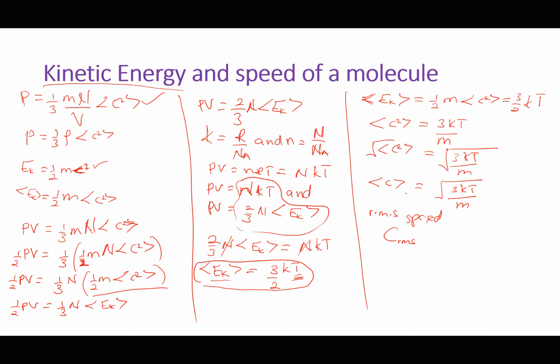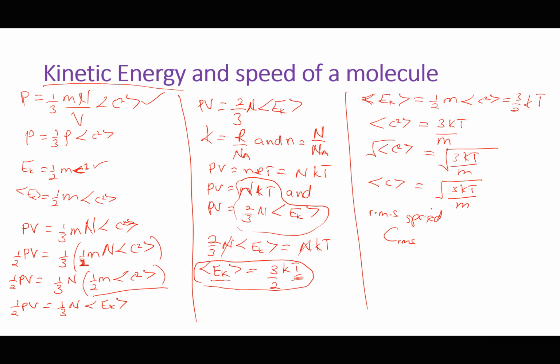Actually, this is not exactly equal to the average speed of the molecules, but sometimes it is taken to be so, because it's a very important quantity here. After all, we consider a large number of molecules. Therefore, an average behavior is very important. So this quantity here under the square root is called the root mean square speed of molecules.